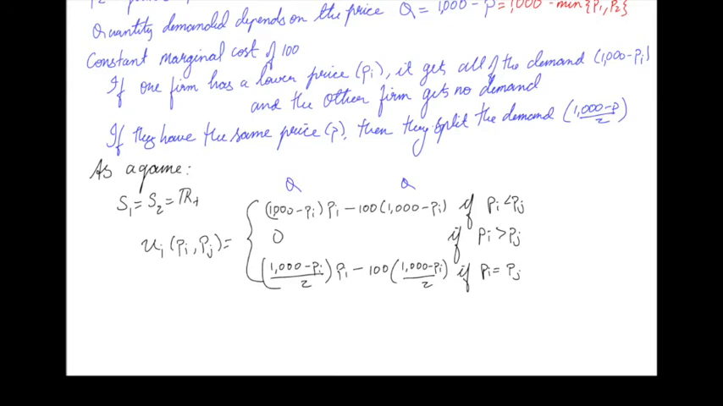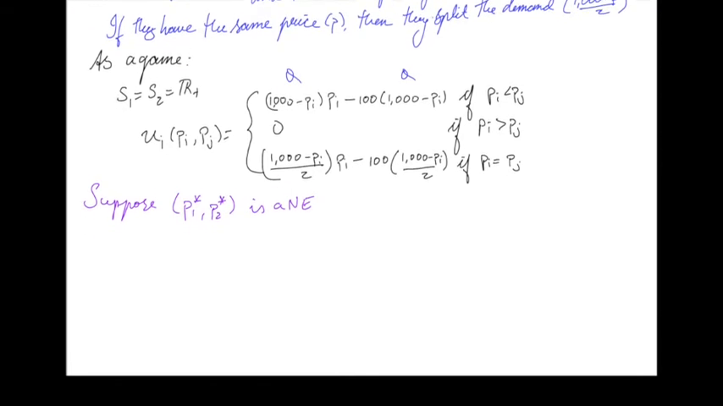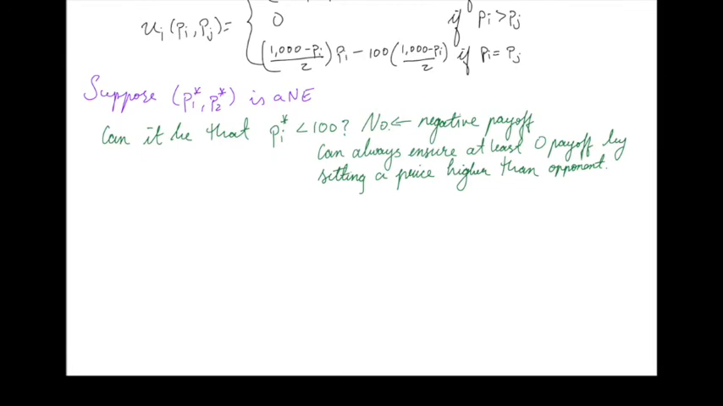Now we can look for a Nash equilibrium. Let's suppose P1 star and P2 star form a Nash equilibrium. We'll figure out by process of elimination what P1 star and P2 star need to be. First, could it be that anyone sets a price less than 100? That's clearly not going to be profitable because you're getting a negative utility. You can always ensure that you get zero utility by setting a higher price than your opponent. Therefore, anybody who's setting a price less than 100 cannot be best responding to their opponent.